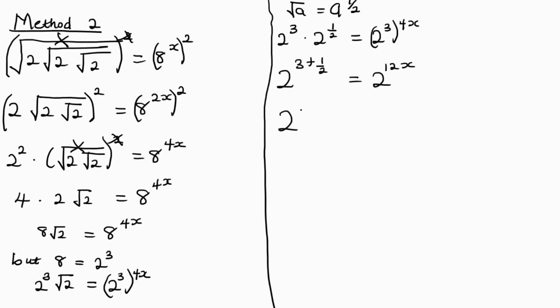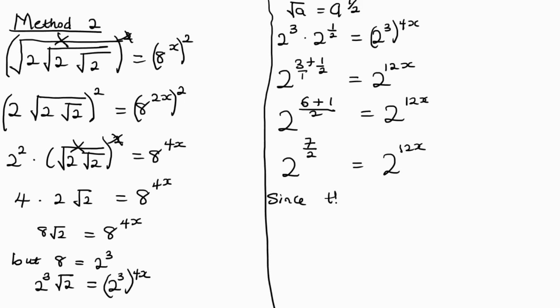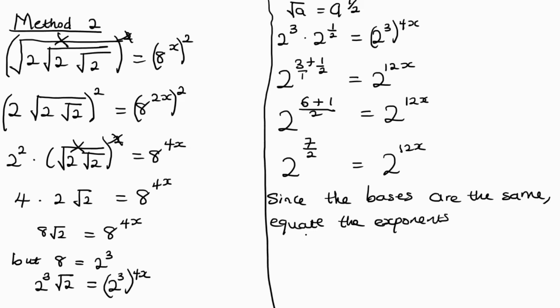So we solve using the LCM for the power. The LCM here is 2, here is over 1. So 1 into 2 is 2, 2 times 3 is 6, plus 2 into 2 is 1, 1 times 1 is 1, is equal to 2 raised to the power of 12x. So we have 2 raised to 7 over 2 is equal to 2 raised to the power of 12x. Since the bases are the same, we are to equate the exponents. So we have 7 over 2 is equal to 12x.